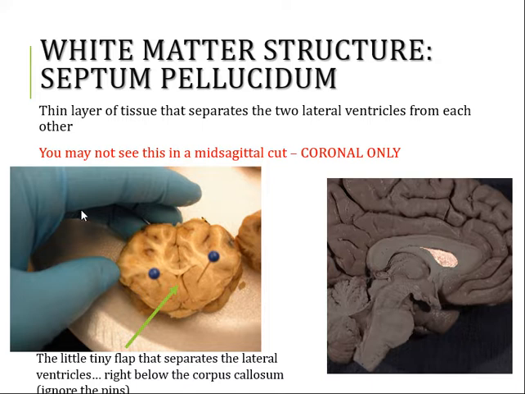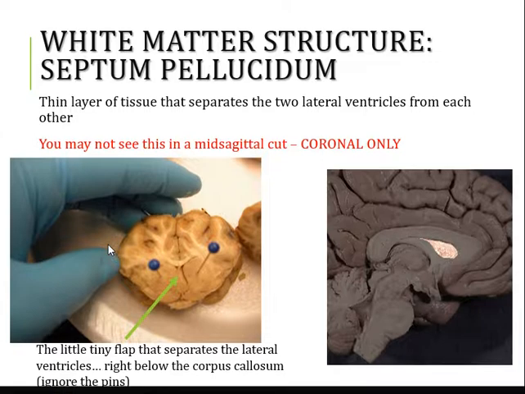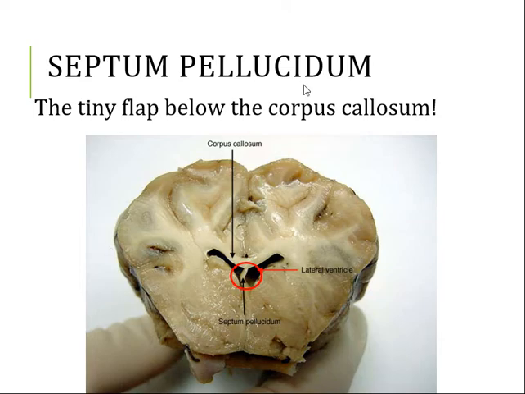But also know if you're looking at the first cut or the second cut, because you won't see the septum pellucidum in the second cut. And the only function that it serves is to separate our two lateral ventricles from each other. Here's another image on a different brain that more clearly shows, and I have it circled here. So we have our two lateral ventricles, and then we have the septum pellucidum separating it.